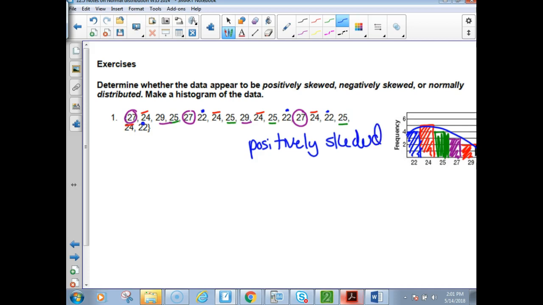But another way to say that, and I just messed up that word, skewed. Positively skewed, or you can call it skewed right.